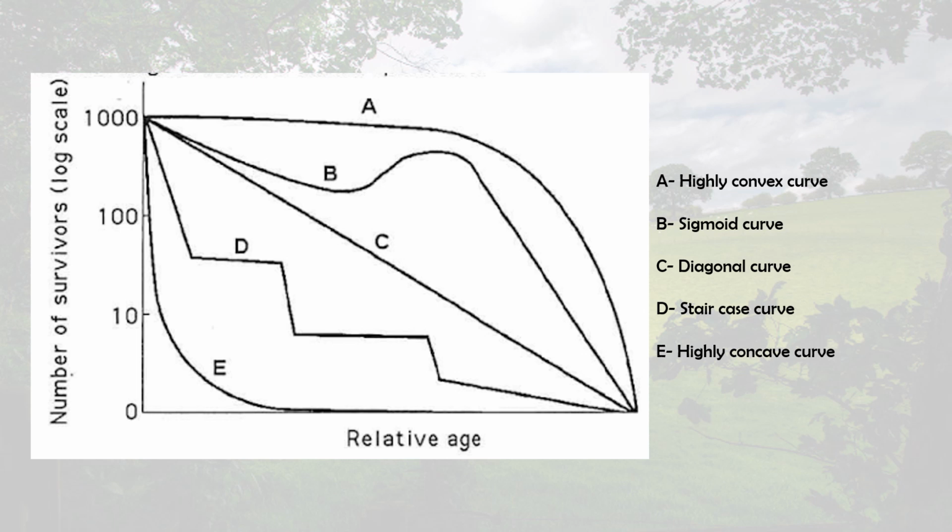And D1 is the staircase curve or stair step curve. Here it is seen in insects. So the steeps which you can see are the representation of egg, pupation, and adult stages, and the flatter segments are the representation of larval and pupal stages.